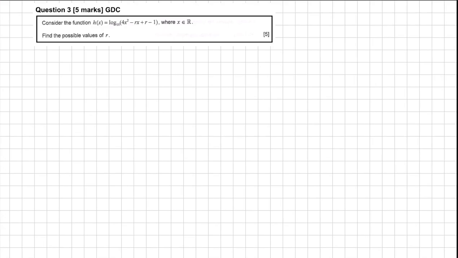All right, so here we're considering the function of log base 10 of 4x squared minus rx plus r minus 1, and we're told that x is a real number. Find possible values of r.